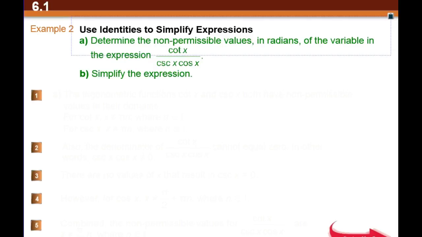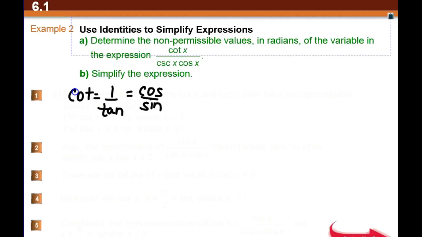But before we do that, we have to do the crummy part, which is determine the non-permissible values in radians of the variables. So we need to figure out what is going to cause a restriction here. When we're talking about cotangent, that's 1 over tan, and tan happens to be sine over cos. So cotangent is actually cos over sine.